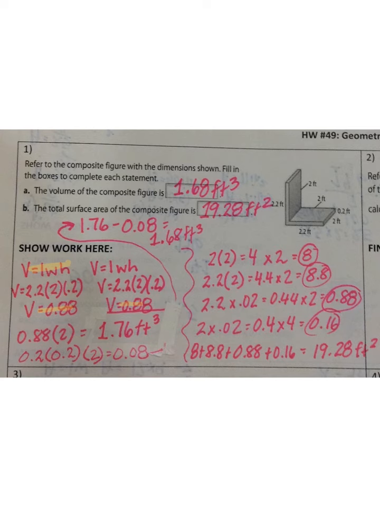I'm not done yet though, because for the volume, there's a part that we're not going to count. The part over here where the two are connecting, we need to take some of that out. So the dimensions are 0.2 times 0.2 times 2. And then I got 0.08, which I subtracted and got 1.68 feet cubed.